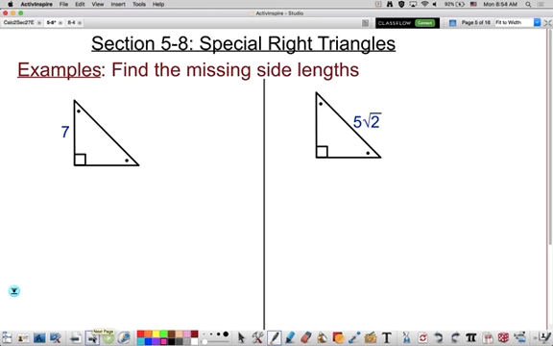So find the missing side lengths. What are those dots telling you again? The angles are congruent. So, if these angles are congruent, 45, 45, 90, right? So I'm thinking 45, 45, 90. So you can tell me something. What's the length of this side?